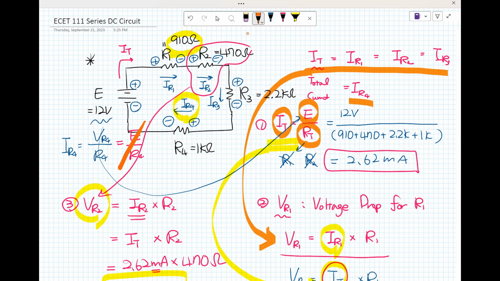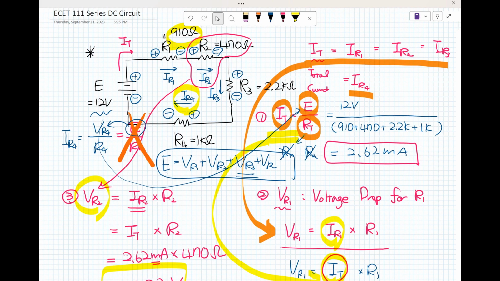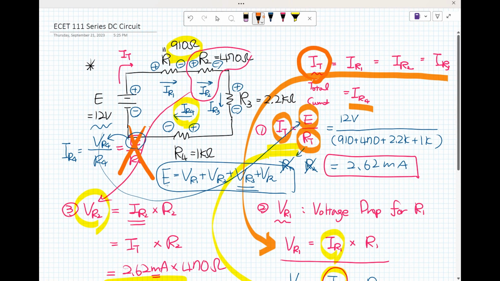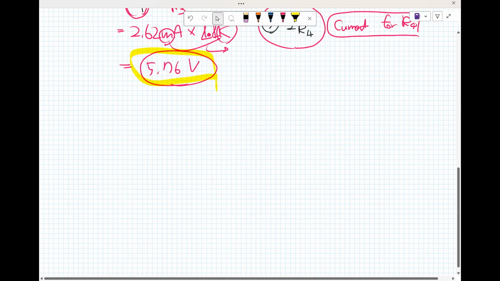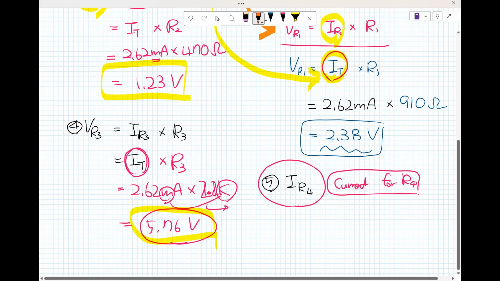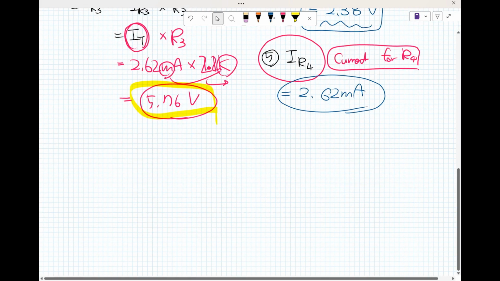This is no. Why? Because E is not V sub R sub 4. E is V sub R sub 1 plus V sub R sub 2 plus V sub R sub 3 plus V sub R sub 4, which means E is not equal to V sub R sub 4. So for I sub R sub 4, as we learned before, I sub T, I sub R sub 1, I sub R sub 2, I sub R sub 3 are all the 2.62 milliamps we have already calculated. So R sub 4 is also 2.62 milliamps.